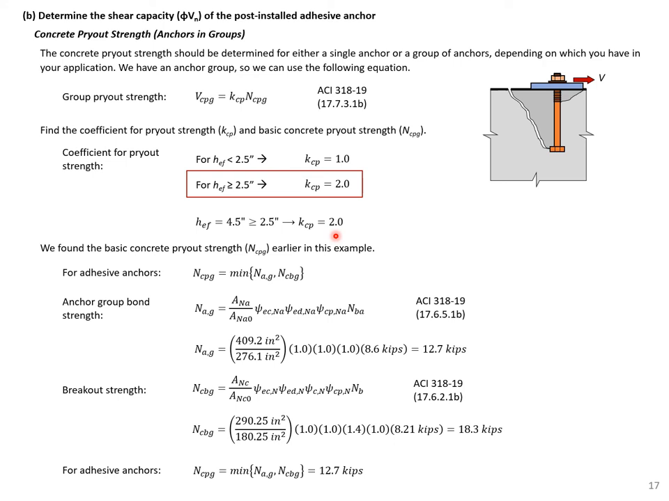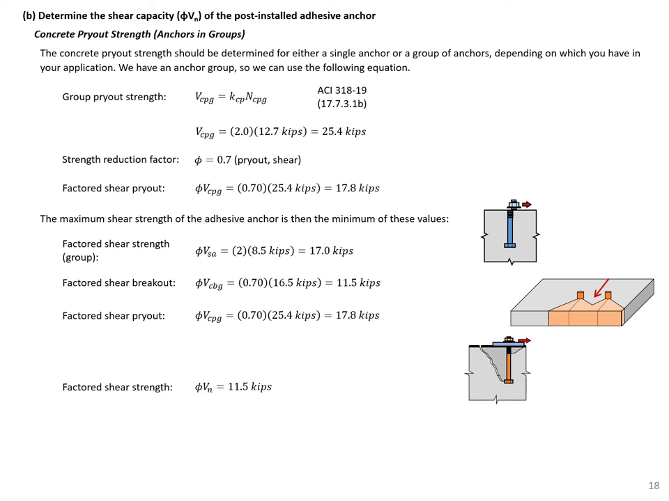The N sub CPG value for this is based on some of the axial or some of the tensile capacities that we found earlier in this example. So our N sub CPG is equal to the minimum of N sub AG, our adhesive group bond strength, and N sub CBG, which is our breakout strength. So we found these two before to be 12.7 and 18.3 kips. The minimum of those two is 12.7. So that's our N sub CPG, which will be equal to 12.7 kips. Our group pryout strength is then going to be equal to 2.0 times 12.7 kips, which will be 25.4 kips. We can take that times our strength reduction factor for pryout shear, 0.7, to get our factored shear pryout equal to 17.8 kips.